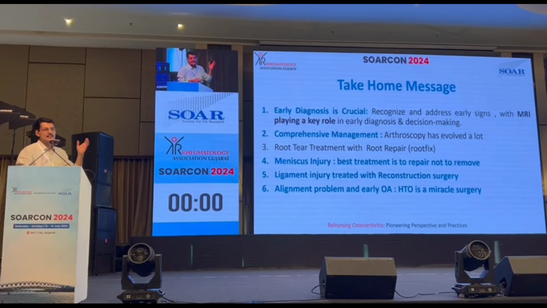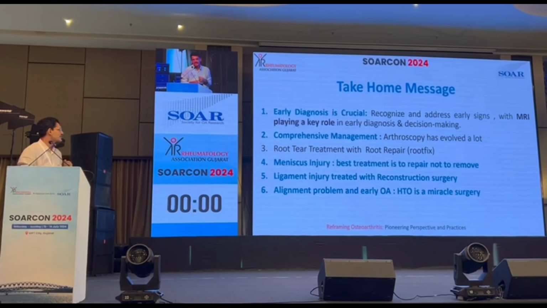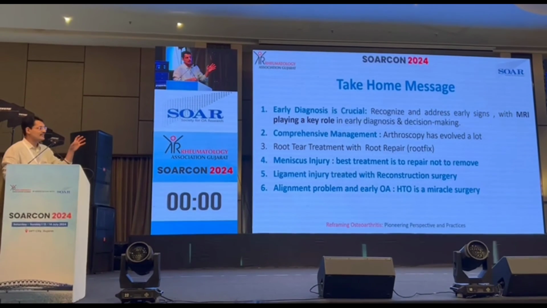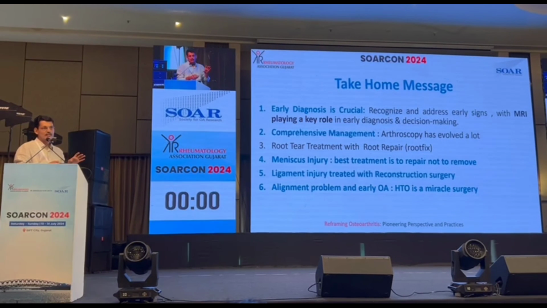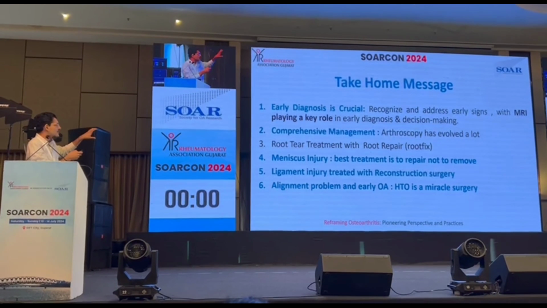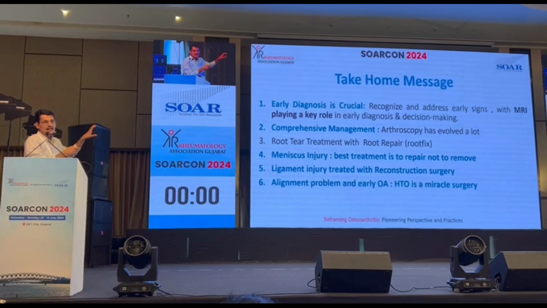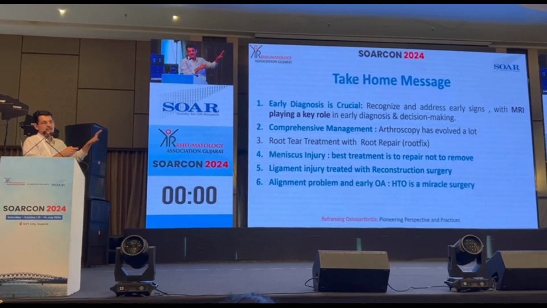Ligament injuries like ACL and PCL can be treated with reconstruction surgeries. And if you have an alignment problem with an early OA, osteotomy can do wonders, and this can be combined with root repairs and ligament repair or reconstruction surgeries.